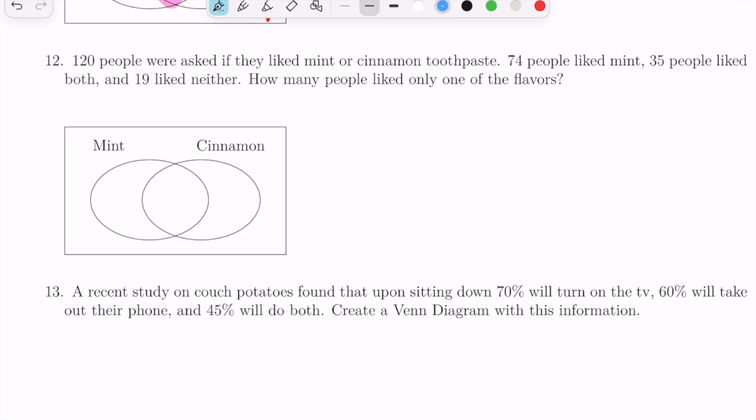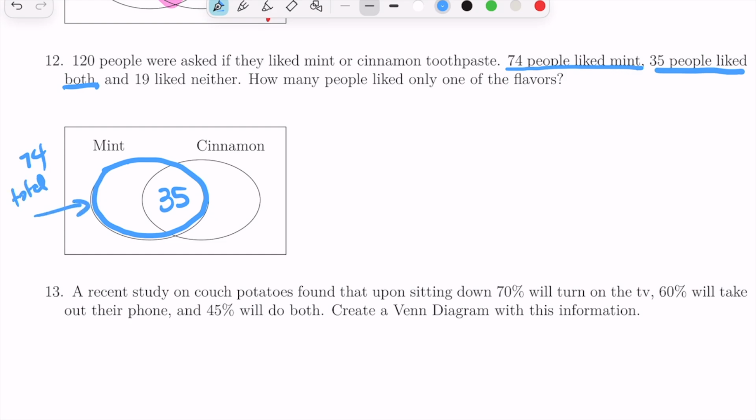So it says that 35 people liked both. I'll put 35 here in the middle. Now when I start going backwards, I see 74 people like mint. This whole circle here needs to have 74 people total. And if I want to have 74 total in that circle, and I already have 35, what I'll do is take 74 minus 35 and get 39, I hope. Notice now that there are 74 people in the mint circle. Should be good.